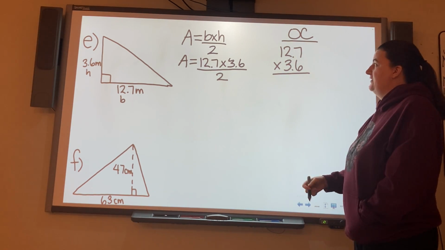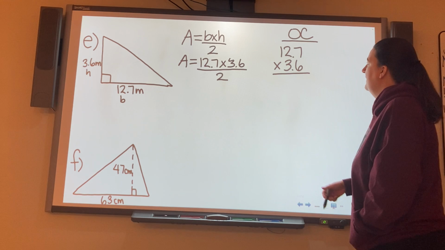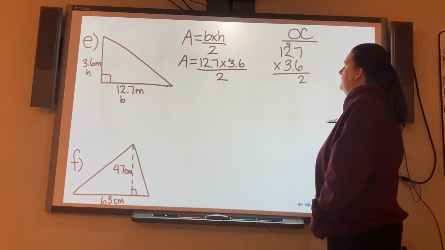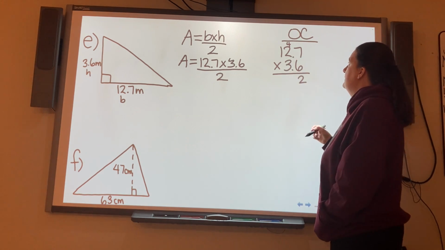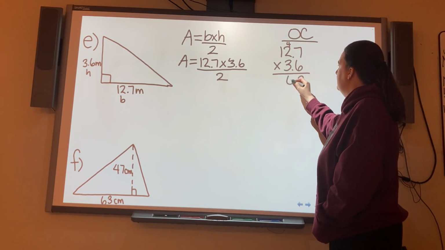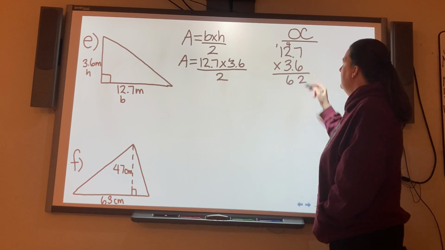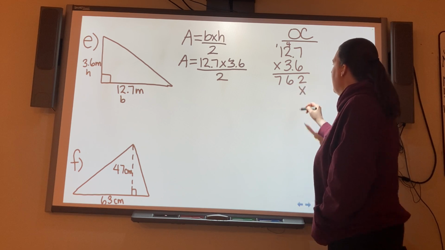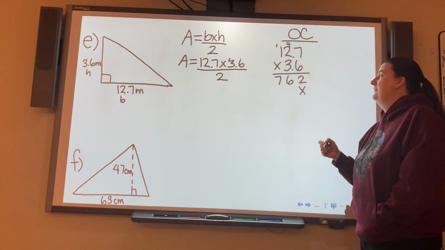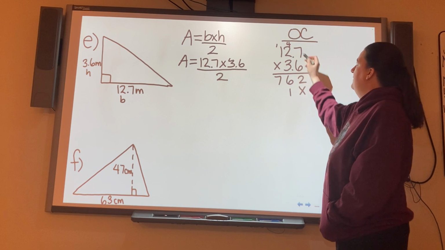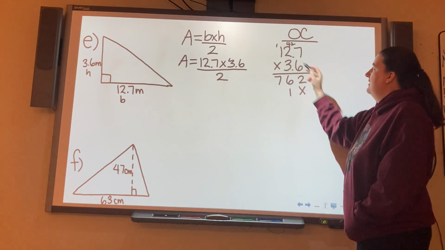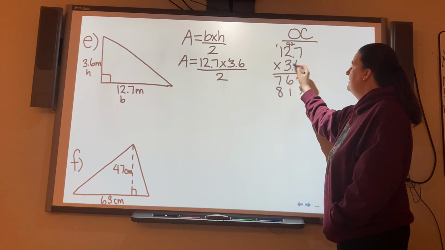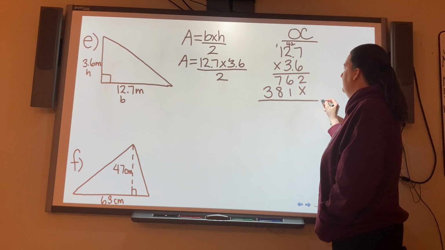Do your times first, then your divide. 6 times 7 is 42, carry your 4. 6 times 2 is 12, plus the 4 that you carried is 16, carry your 1. 6 times 1 is 6, plus the 1 that you carried is 7, put your x, move to the 3. 3 times 7 is 21, carry your 2. 3 times 2 is 6, plus the 2 that you carried is 8. 3 times 1 is 3.